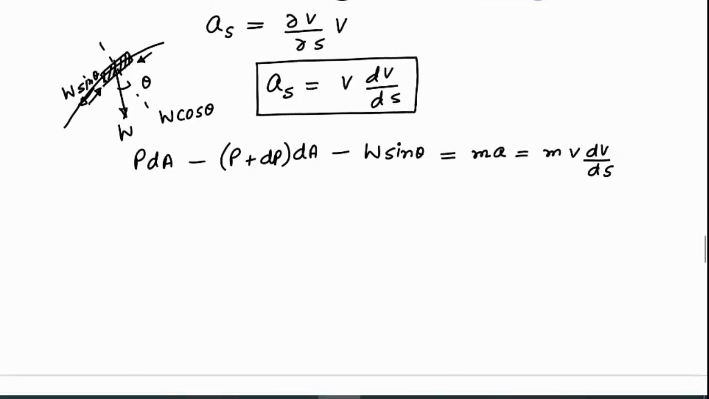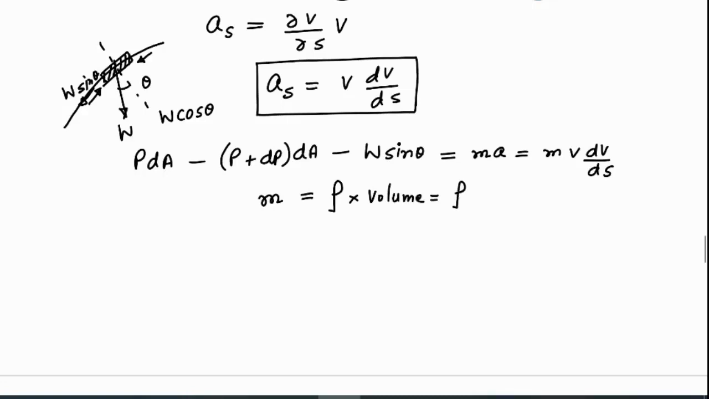Now here you can simplify a little bit. So p dA cancels out, and then you can put all this in. What is the value of mass? What is the value of weight? Sin theta, and then you can simplify. So let us write mass. Mass will be rho times volume, an elemental volume, a small volume.